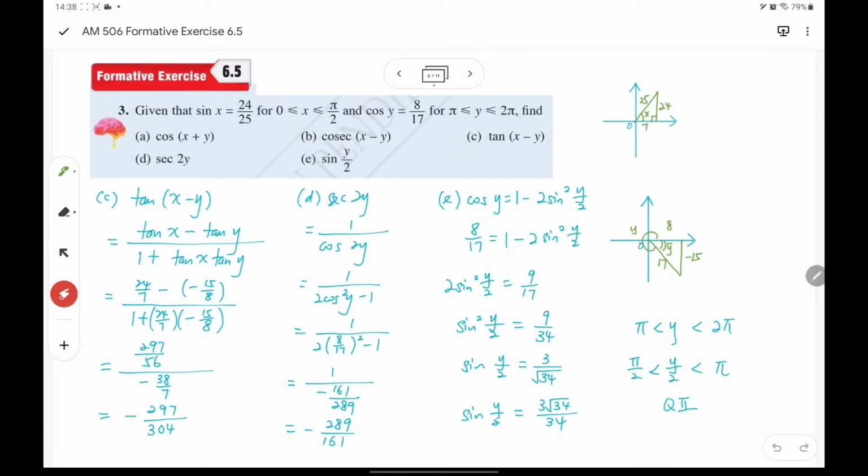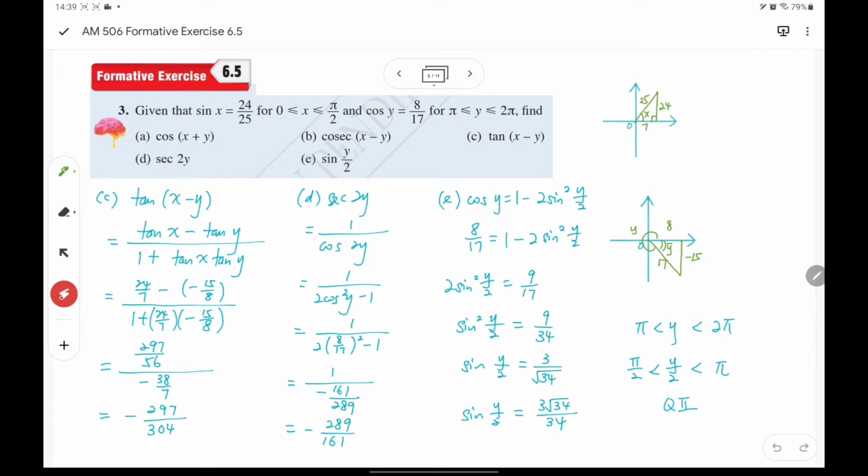C, tangent x minus y. So expand with the tangent formula. We have tangent x minus tangent y over 1 plus tangent x times tangent y. So tangent x we get from 24 over 7. Tangent y we have negative 15 over 8. And then replace again into the formula 1 plus tangent x tangent y. So simplify the fraction. We get negative 297 over 304.